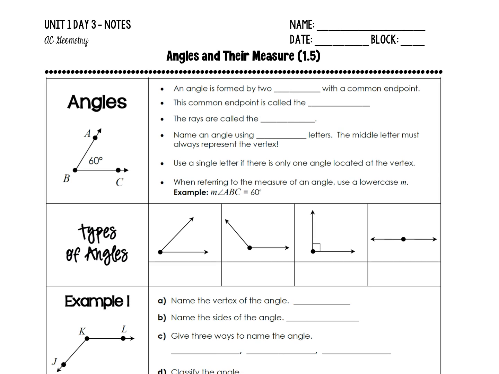An angle is formed by two rays with a common endpoint. This common endpoint is called the vertex. Make a note of vertex. We will be using it a lot. It's a point, so we're always going to call the vertex by the point, the letter that's right there. Now, the rays are called the sides of the angle.